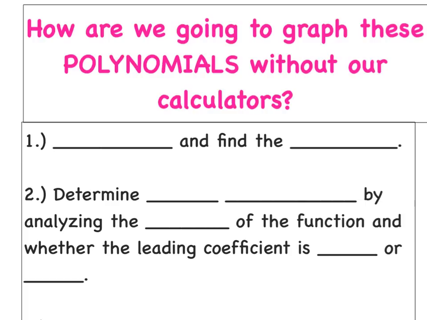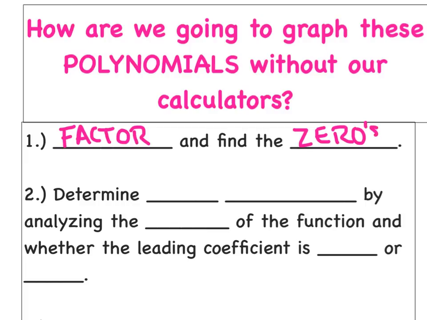So you're thinking to yourself, this seems very overwhelming right now. How are we going to be able to graph these polynomials without our calculator? Step one is going to be very simple. We're going to just factor the polynomial. And every once in a while, we're going to get really lucky tonight, and they're going to be factored for us already. Either way, once we get it factored, we're just going to tee it up and find the zeros.